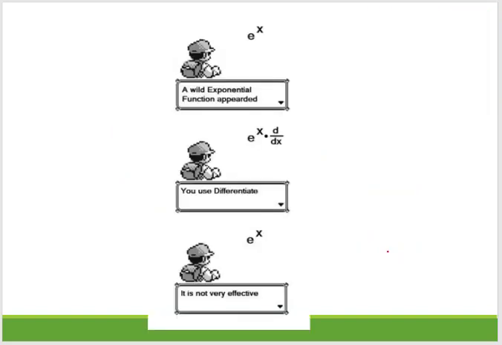Okay. That's a fun meme. I'm kind of known for memes. So there's our meme. We have a wild exponential function. Use differentiate. It's like the superpower or whatever. It's not very effective because you get the same thing back. That's why I kind of like e to the x. You get the same thing back. It's actually kind of fun.